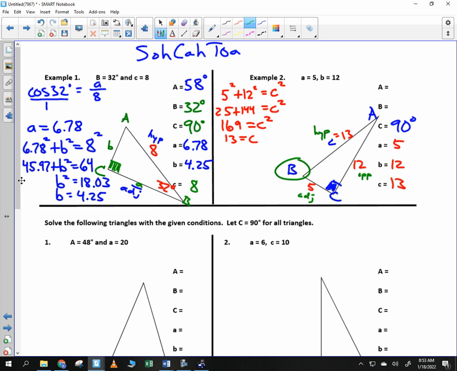He has all three sides. So now he gets to make a choice. Aiden, do you want to use sine, cosine, or tangent? He's going to use tangent. So he sets up tangent of angle B is equal to, and tangent is going to be what over what? Opposite over adjacent. So opposite over adjacent, 12 over 5.